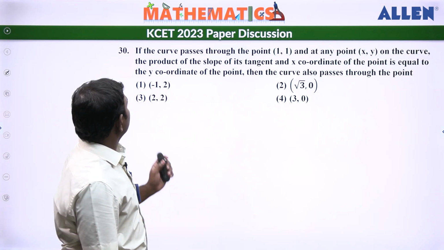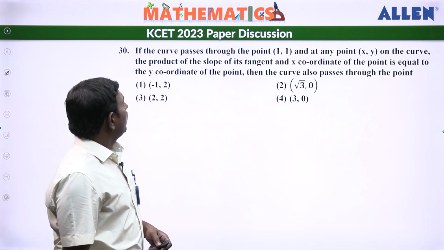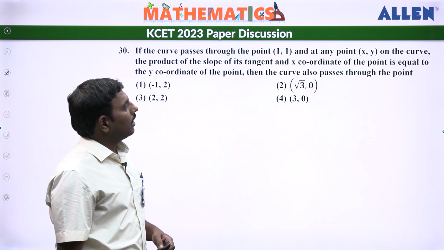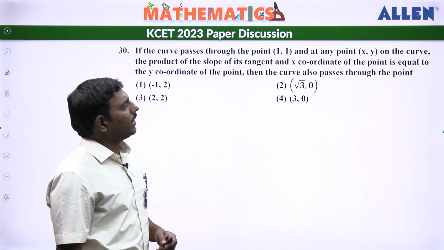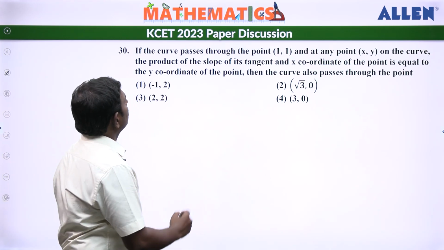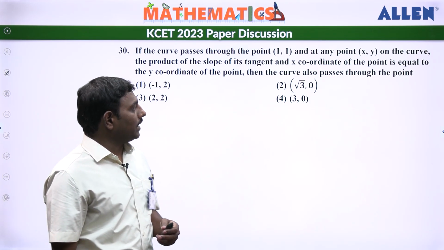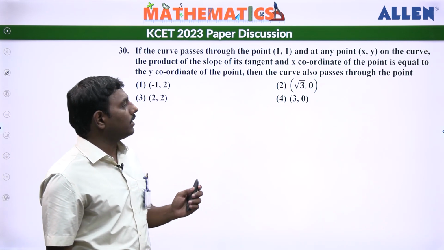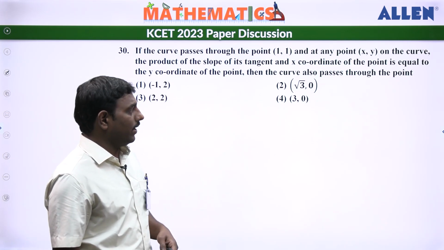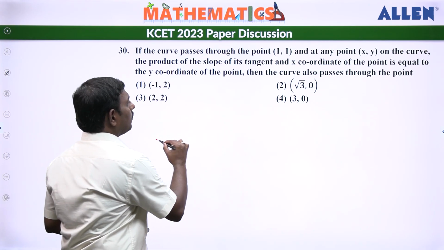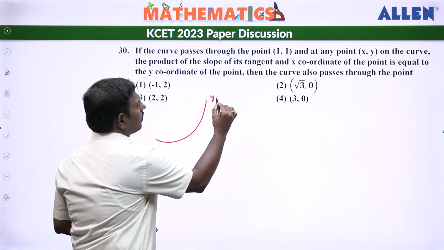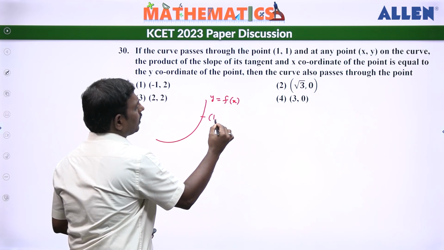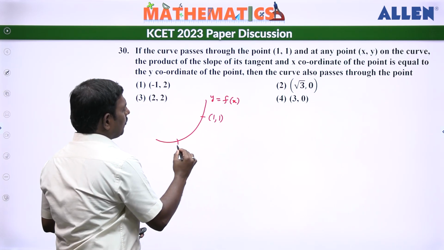Next, I am moving to question number 30. If the curve passing through the point 1, 1 and at any point x, y on the curve, the product of the slope of its tangent and the x coordinate of the point is equal to the y coordinate of the point. So some information is given. Now see, we don't know the curve equation. So I am taking y is equal to f of x as some curve, and this curve is passing through the point 1, 1 and some point x, y.